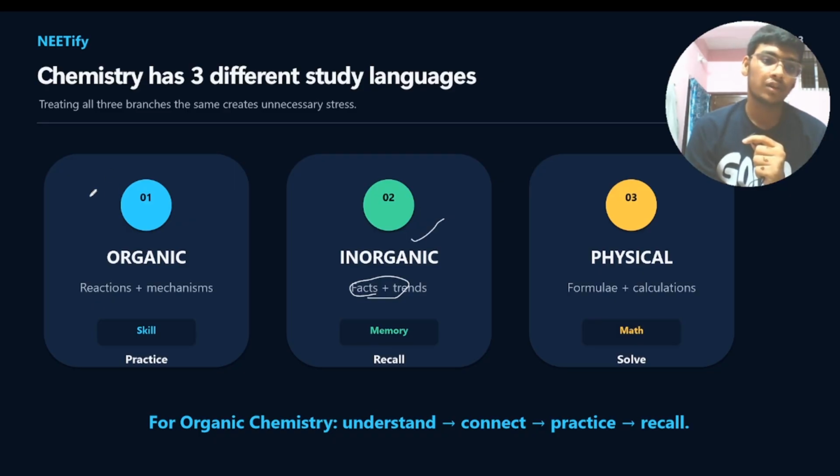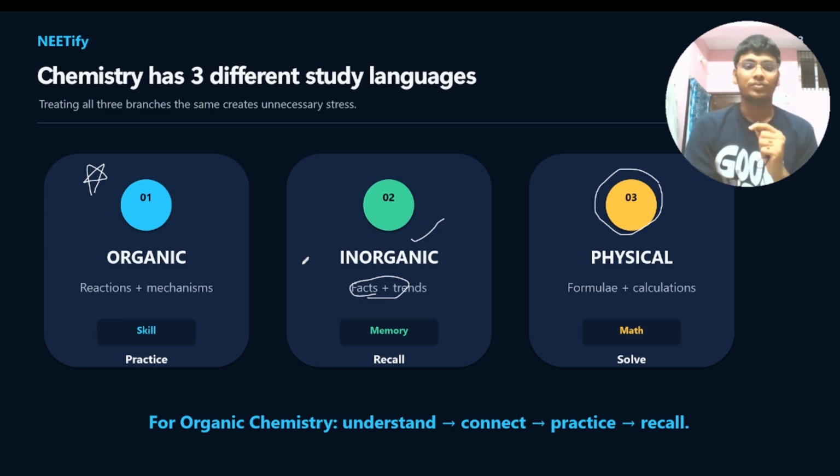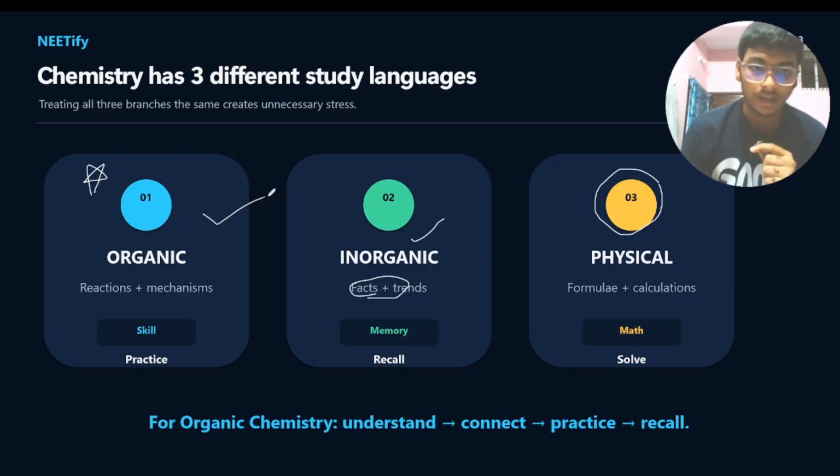Most students feel problems in organic chemistry only. The remaining two are comparatively easy, though inorganic and physical are somewhat tough, and we will see those also. About 90% of students face problems in organic chemistry, while the remaining two are somewhat easy because physical chemistry is almost equal to physics. So let's start how to clear organic chemistry of NEET.